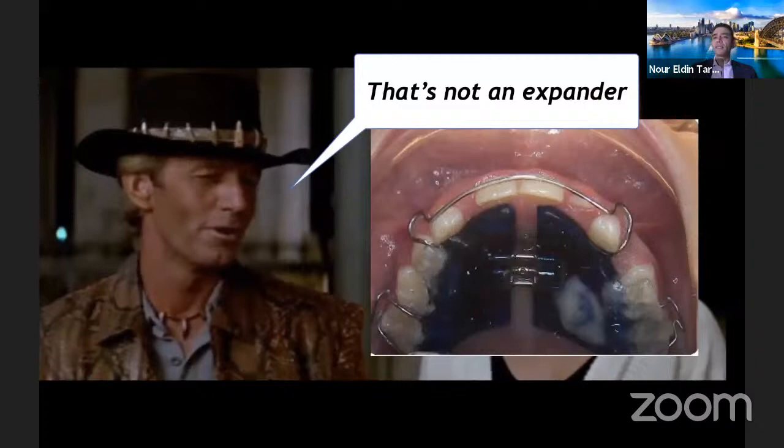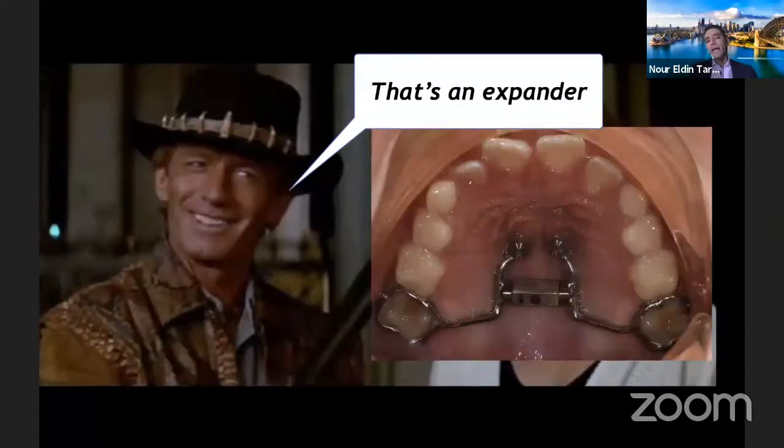So I like to use the same analogy in a joking manner. Obviously, these are expanders, but maybe they're not as efficient as the other ones. But I would say that's not an expander. That's an expander.